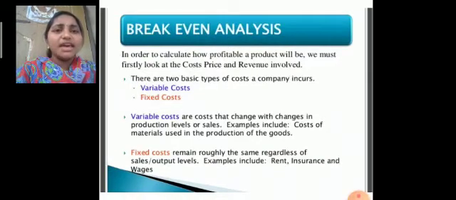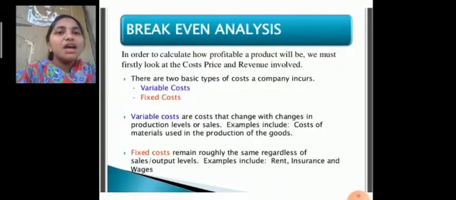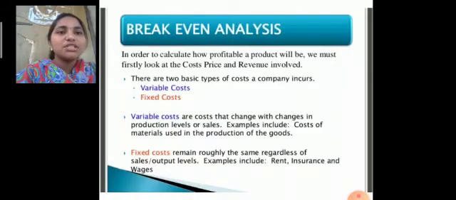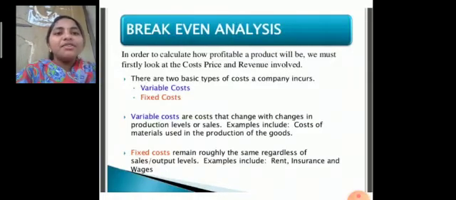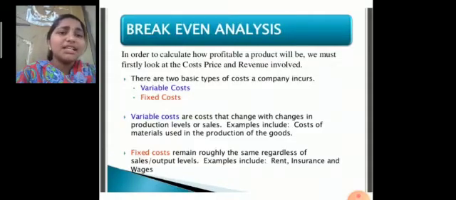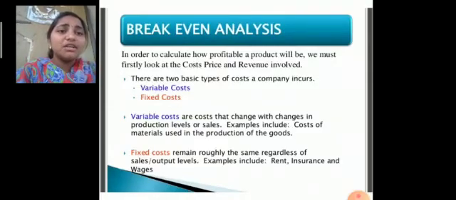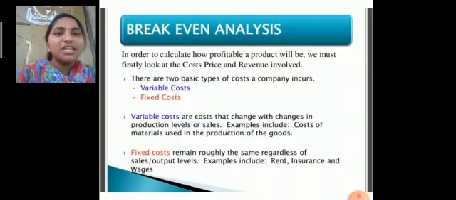Break-even analysis: in order to calculate how profitable a product will be, we must first look at the cost, price and revenue involved. There are two basic types of costs a company incurs: variable cost and fixed cost. Variable costs are costs that change with changes in production levels or sales. Examples include costs of materials used in the production of goods. Fixed costs remain roughly the same regardless of sales output levels. Examples include rent, insurance and wages.